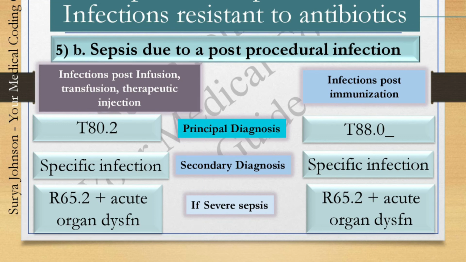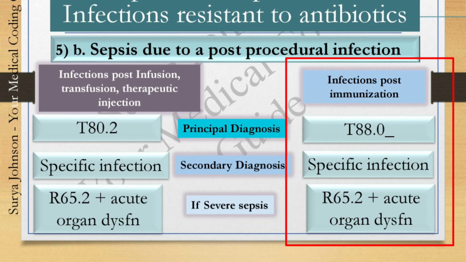If the infection is after immunization, sometimes the patient goes for immunization, after that there is infection and the sepsis has developed. In this scenario, the principal diagnosis should be the T88.0 series, which is infection following immunization. Then the secondary will be the specific infection, what kind of infection has occurred, followed by the severe sepsis, if there is severe sepsis, R65.2, along with the acute organ dysfunction.